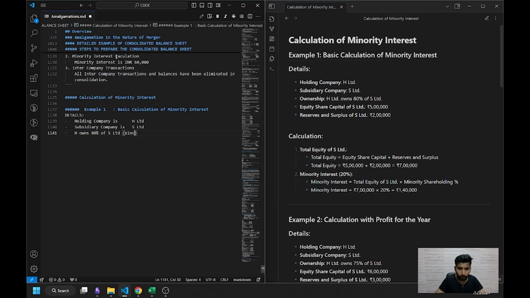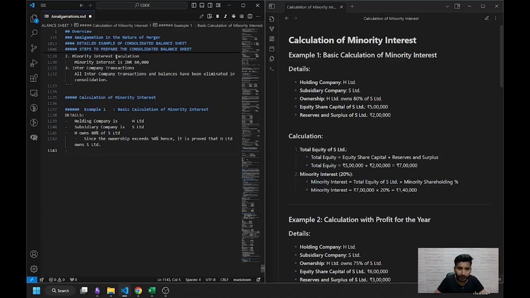Since the ownership exceeds 50%, hence it is proved that H Limited owns S Limited.